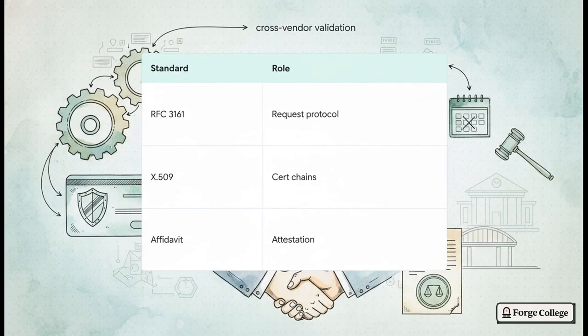First, RFC 3161. That's just the request and issue protocol. It handles cross-vendor validation, meaning a token made by one company can easily be verified by another. Easy. Then we have X.509 certificates. Think of this as the TSA's digital driver's license. It binds their keys to their actual identity. And yes, courts will absolutely check to see if those tags are expired. Finally, the notarial affidavit. That's the human attestation, the critical bridge translating all this digital math into actual jurisdictional admissibility.